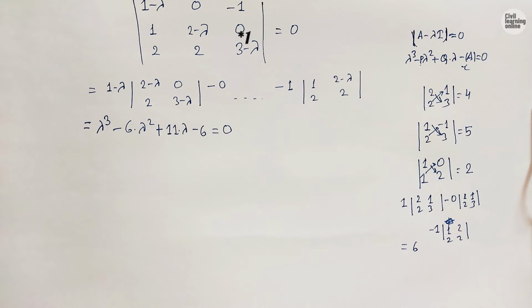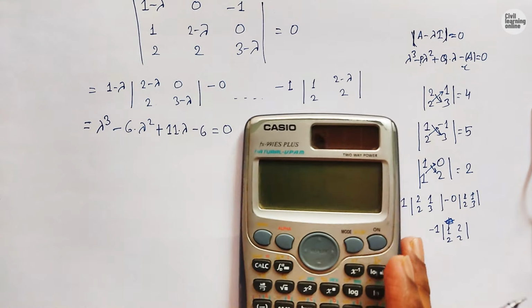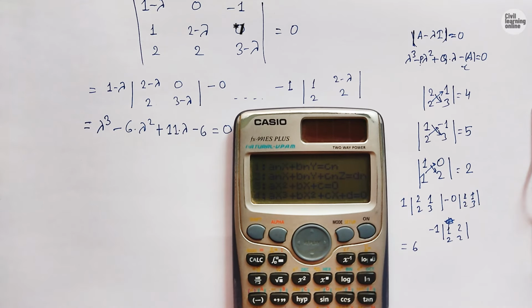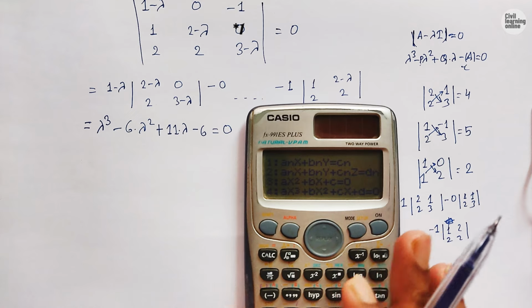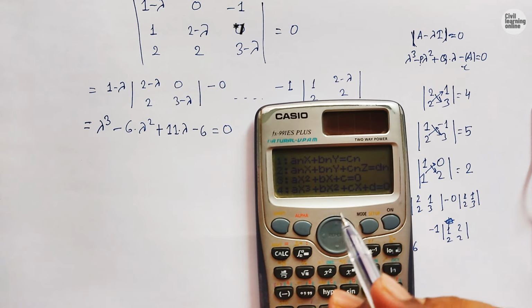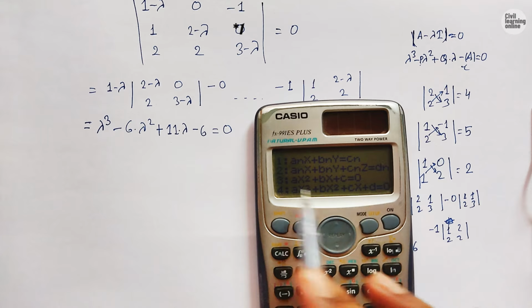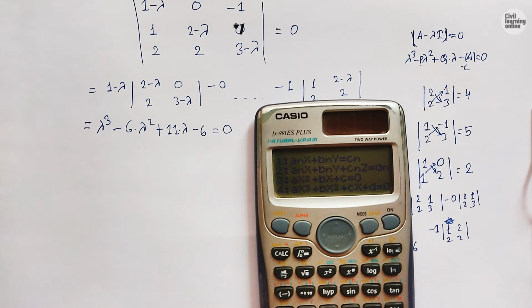Now we will use the calculator to solve this equation and find the value of lambda, which will be our eigenvalues. So I am going to show you how to solve the equation using the calculator. For that we will go to mode, press 5 and look for the type of equation which we are provided with. We have the ax cube plus bx square plus cx plus d form here. So we will simply press 4 and this equation is now selected.